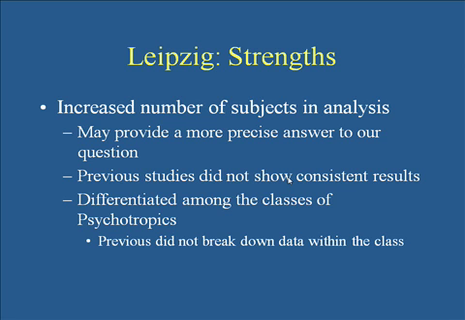Some of the strengths of the study, certainly, as with all meta-analyses, combining the N for the different studies to get a larger number might provide a more precise answer to our question. And they were able to take studies that were somewhat conflicting and try to make some sense of those. They had inconsistent and conflicting outcomes in some of the studies. And differentiating among the different classes of psychotropics was really helpful.